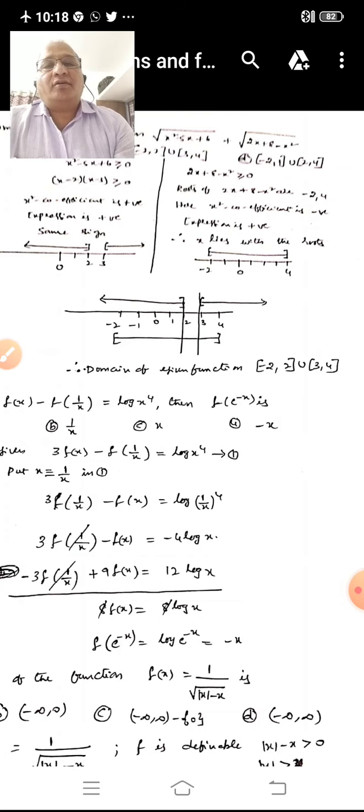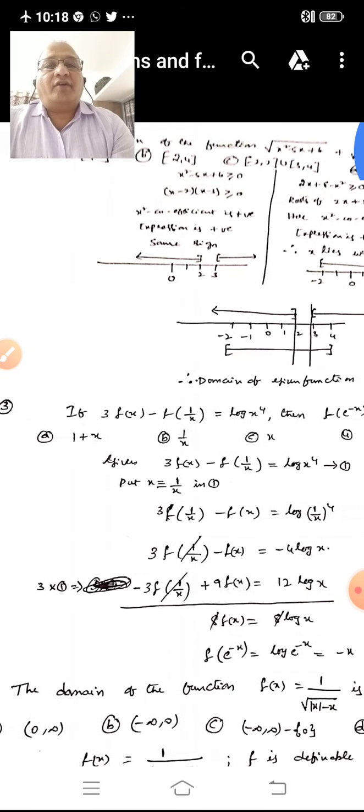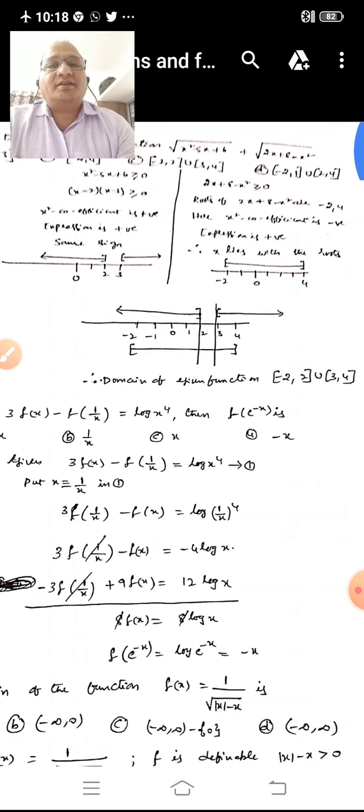Now I started with the second question. In the second question, the domain of the function is root of x square minus 5x plus 6, plus square root of 2x plus 8 minus x square. Here both functions are under root and both are in the numerator.